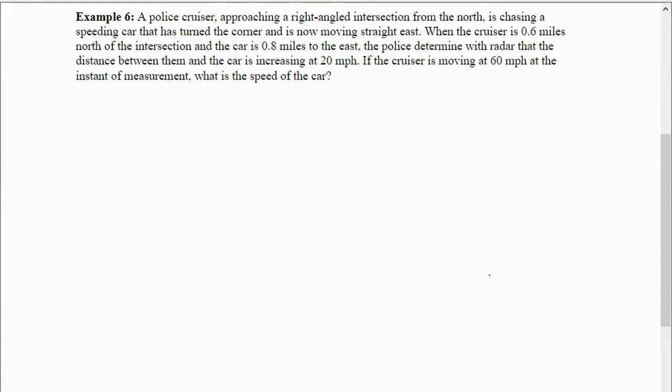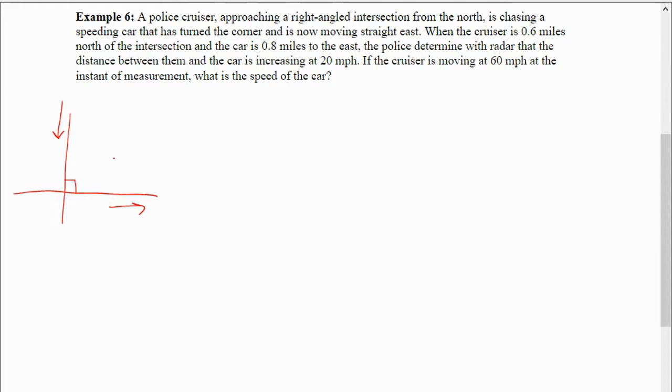Okay, here we go. Last example. Example 6. A police cruiser approaching a right-angled intersection from the north. Okay, so we're talking about intersections in north. So we've got ourselves a grid here. So approaching a right-angled intersection from the north. So that means he's coming this way. Is chasing a speeding car that has turned the corner and is now moving straight east. So the car is now moving this way.